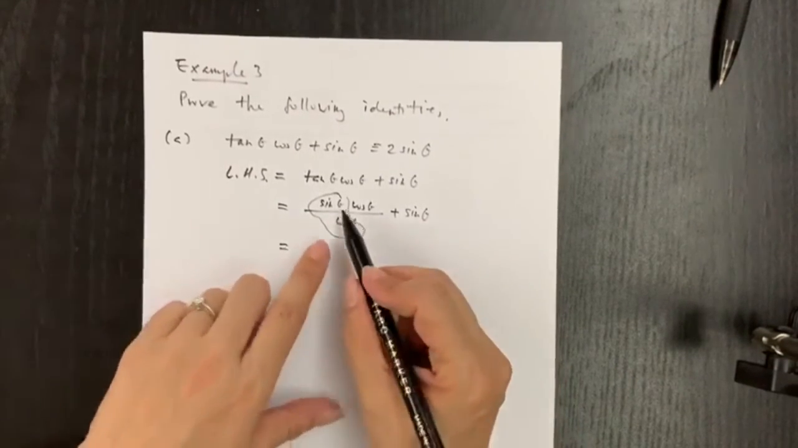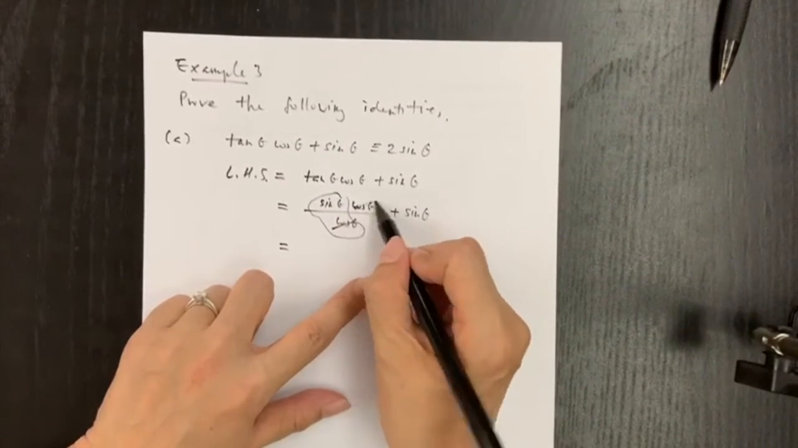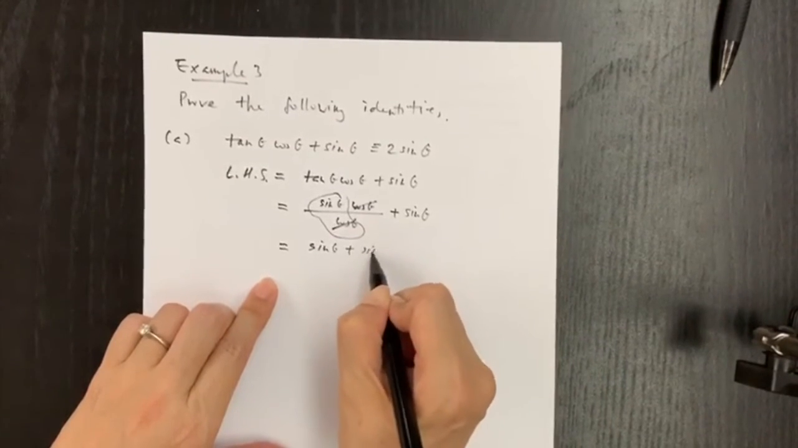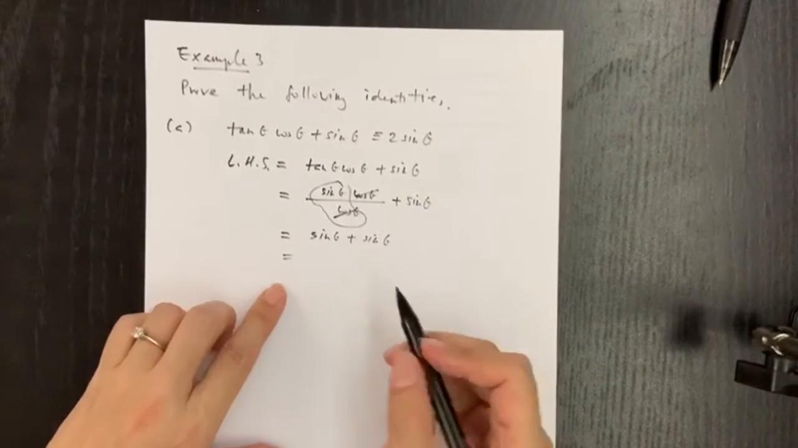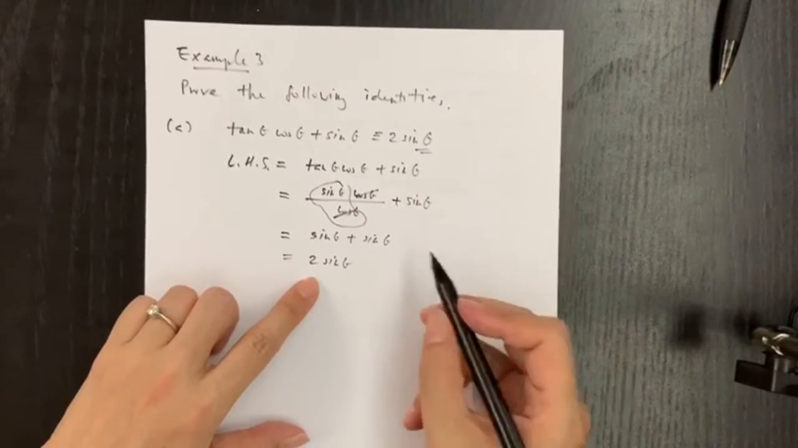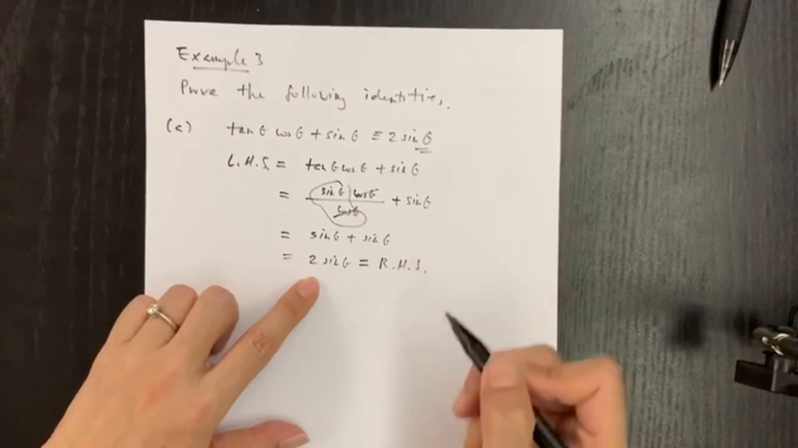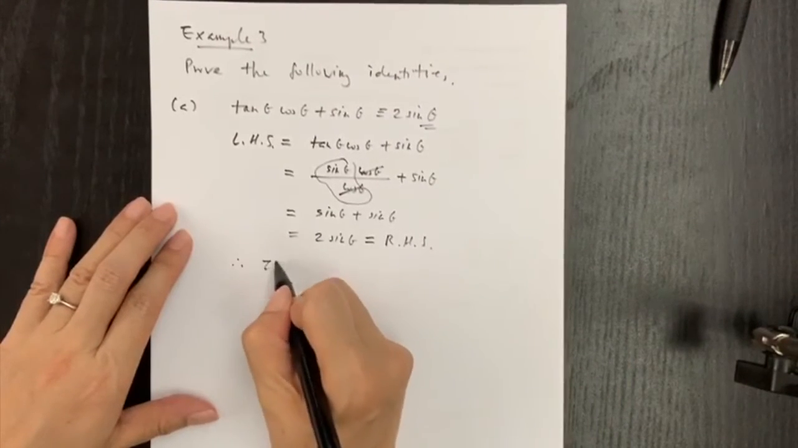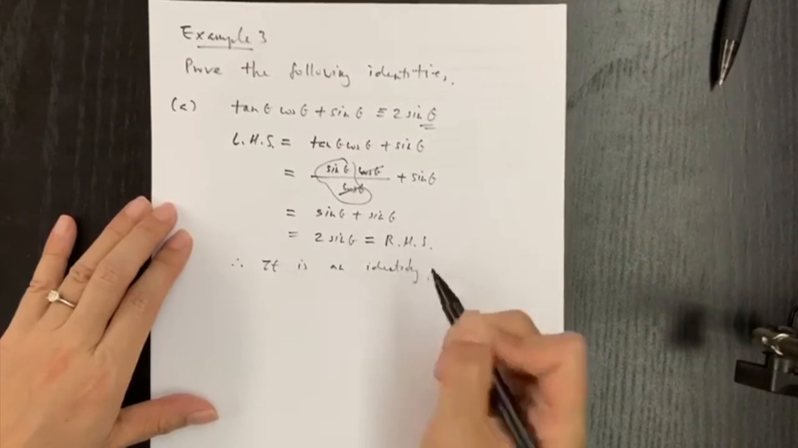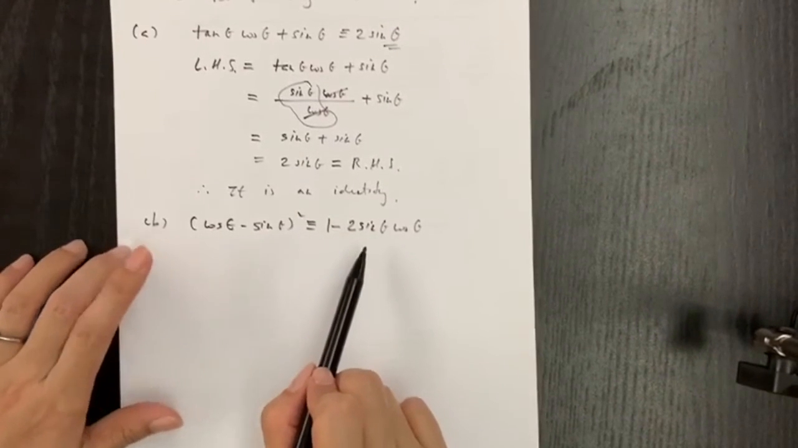So therefore what happened? This is sine theta, cosine theta, and over cosine theta, so I can make this cosine theta and cosine theta cancel out. So therefore this is sine theta plus another sine theta. So altogether how many sine theta? Which is 2 sine theta. Okay, look at that. On the right hand side, which is also 2 sine theta, so RHS right hand side. Okay, so therefore it is an identity.